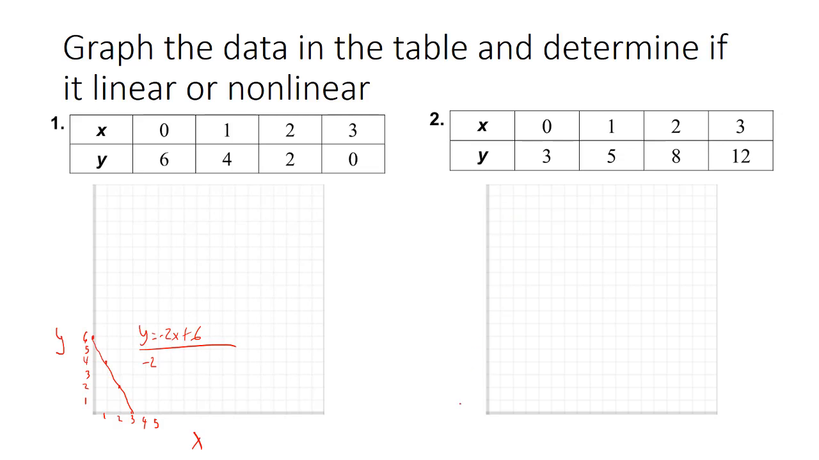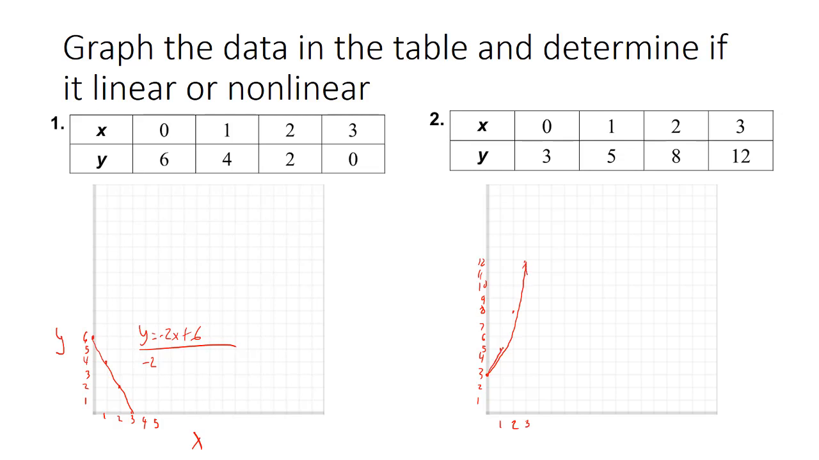Now let's graph these points. So x is 1, 2, 3, but y is going all the way up to 12. So we've got 1, 2, 3, 4, 5, 6, 7, 8, 9, 10, 11, 12. Our first point, x is 0, y is 3. Our next point, x is 1, y is 5. Our next point, x is 2, y is 8. Our next point, x is 3, y is 12. It's all the way up here. And if we connect these points up, we can see that that's actually not a line.